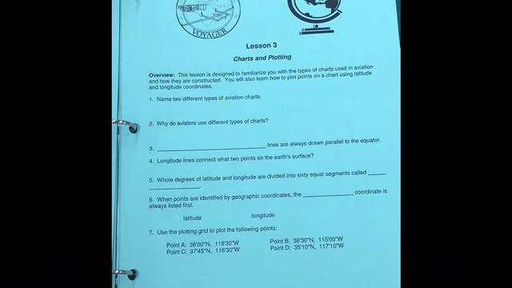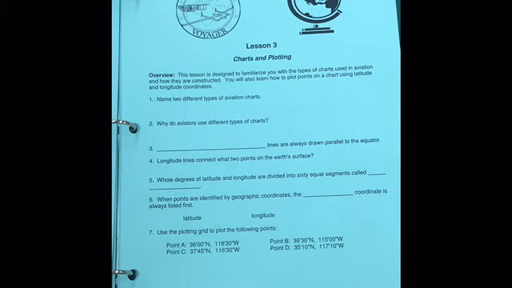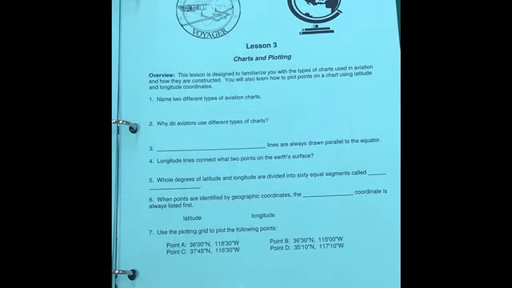Whole degrees of latitude and longitude are divided into 60 equal segments called minutes. So remember, there are 60 minutes in 1 degree, so those are going to be minutes. When points are identified by geographic coordinates, the blank coordinate is always first. So you're going to always see a north or south coordinate first, and north and south coordinates are latitude. Hopefully you already knew that.